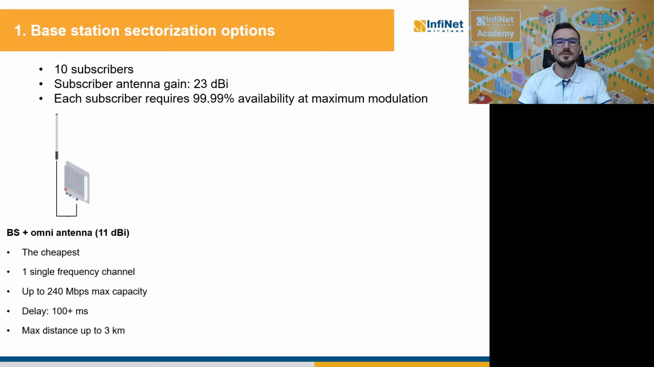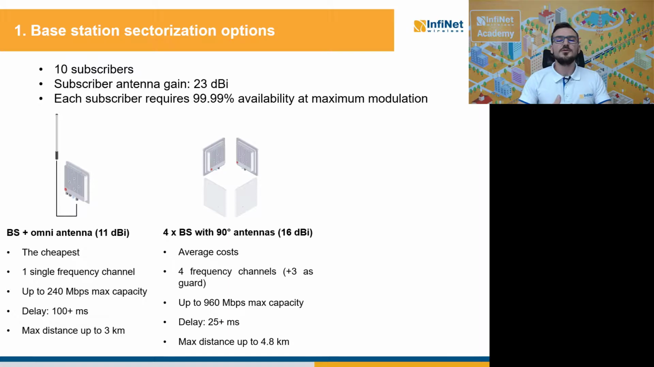Also, the delay parameter will be a multiple of the total number of subscribers. In this case, if you use the maximum frame length of 10 milliseconds, then the packet delay for each subscriber will be at least 100 milliseconds. And the range of this sector will be no more than 3 kilometers.